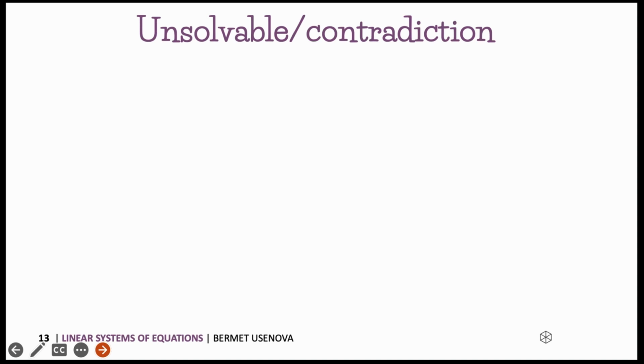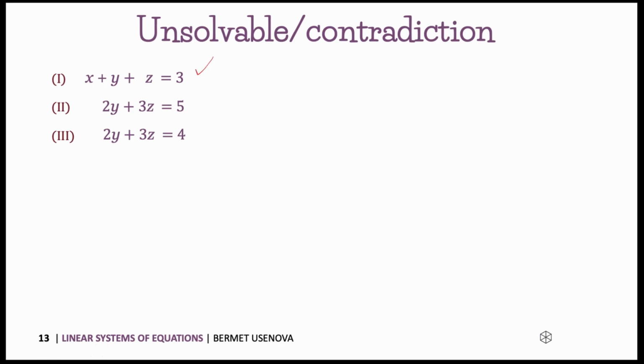So let's have a look at the following system. This equation is okay for row echelon form. This one is also. And for this one, we need to get rid of 2y. How to get rid of 2y? It's very obvious here. We can subtract the second equation from the third. So let's do that. We will leave the first two without any changes. Plus z equals 3. And 2y plus 3z equals 5.